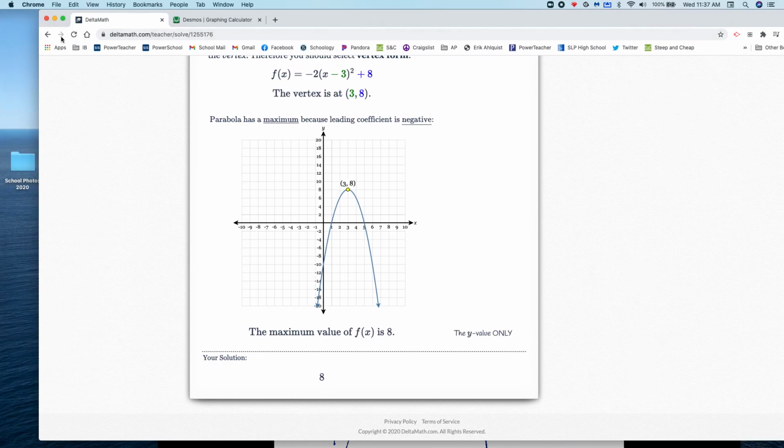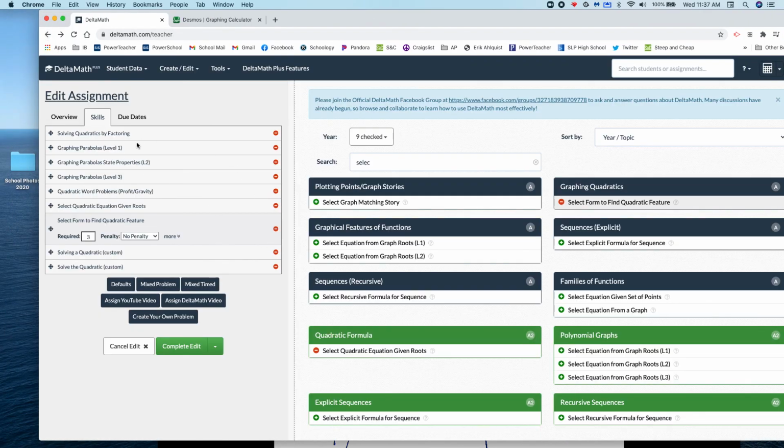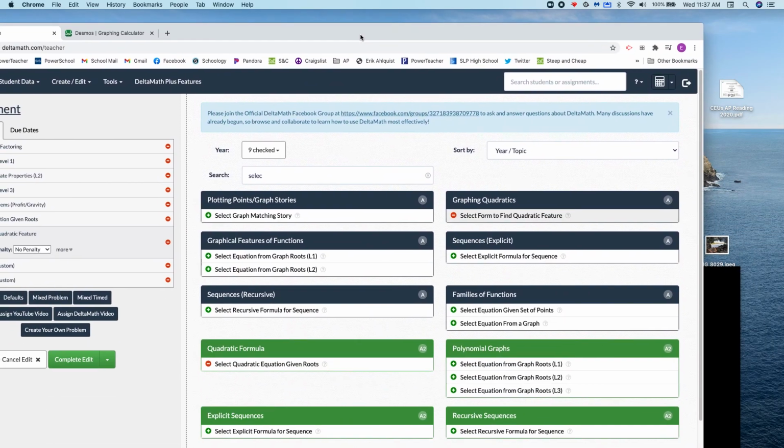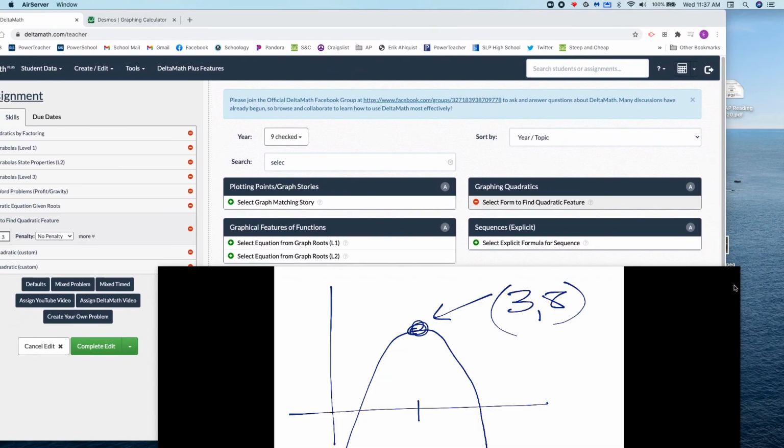So go ahead and try some of those problems on this Delta Math assignment. I think if you can do these problems and you make good notes, you're going to be really good for the exam, for the quiz that you have on Friday. Good luck, and I will talk to you soon.